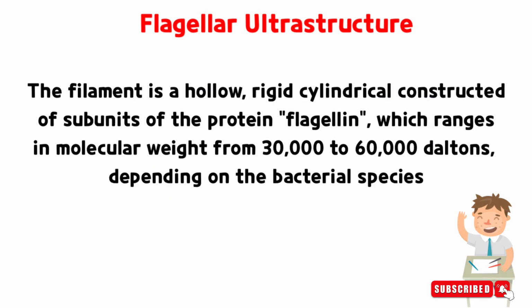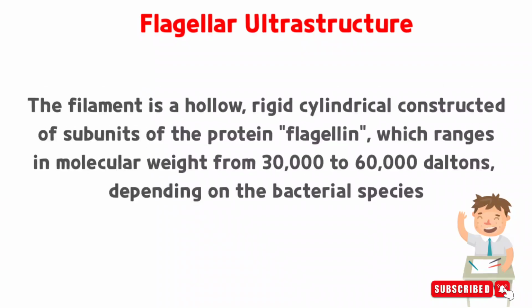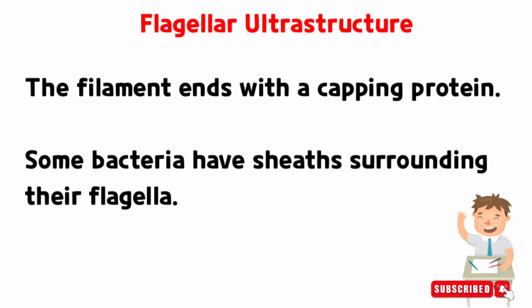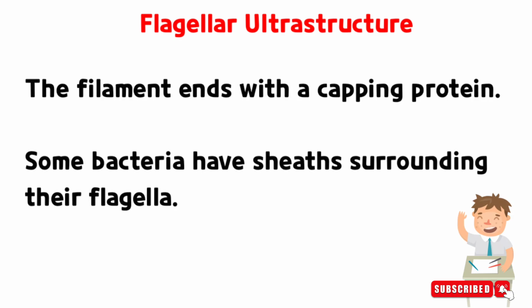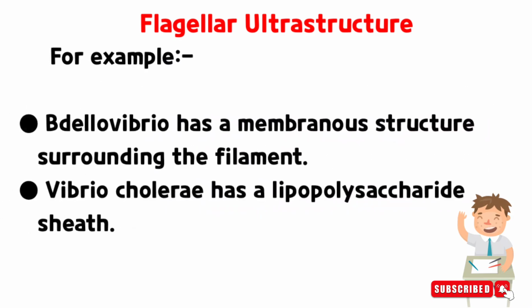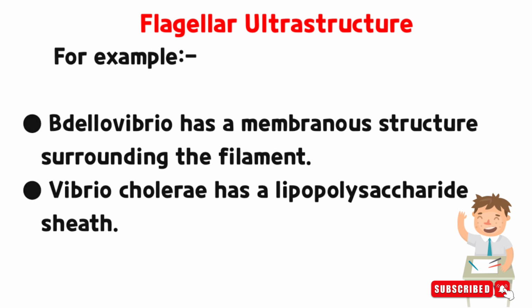The filament is a hollow, rigid cylinder constructed of subunits of the protein flagellin, which ranges in molecular weight from 30,000 to 60,000 daltons, depending on the bacterial species. The filament ends with a capping protein. Some bacteria have sheaths surrounding their flagella. For example, Vibrio has a membranous structure surrounding the filament. Vibrio cholerae has a lipopolysaccharide sheath.